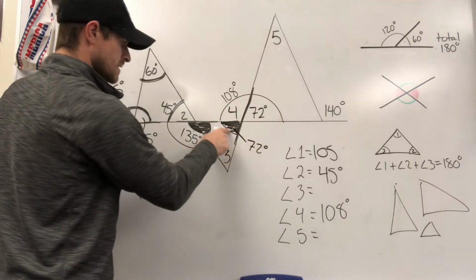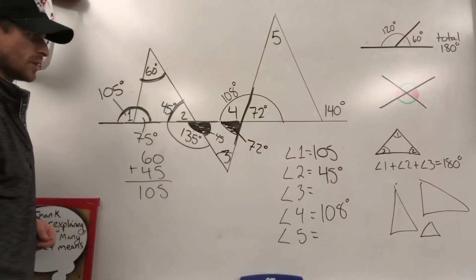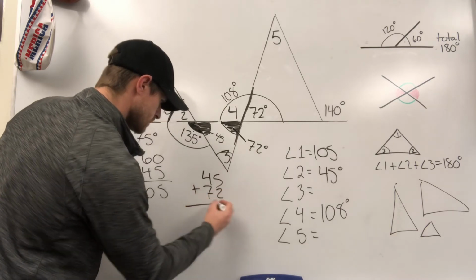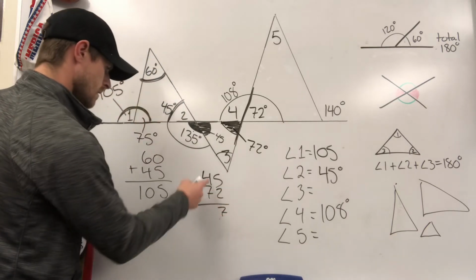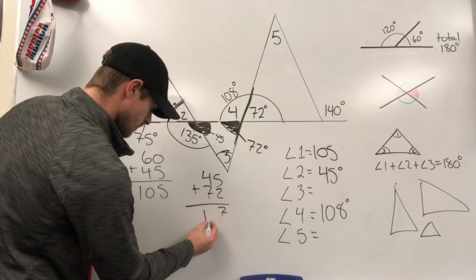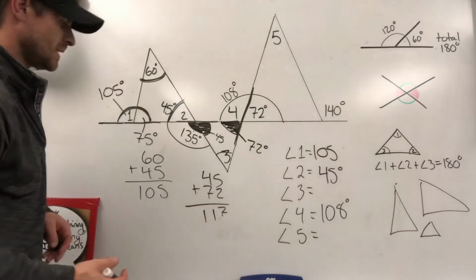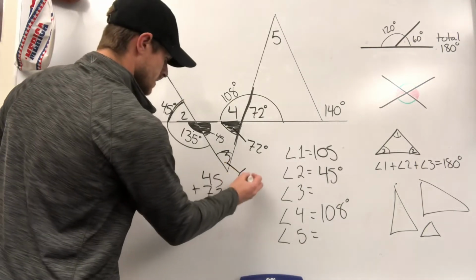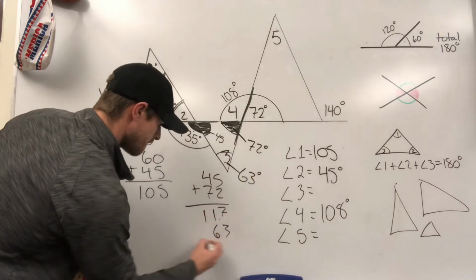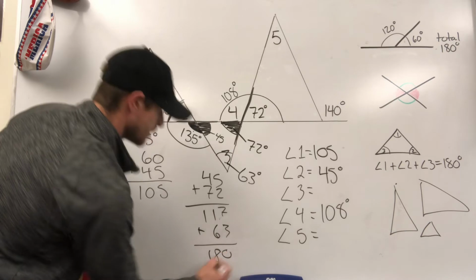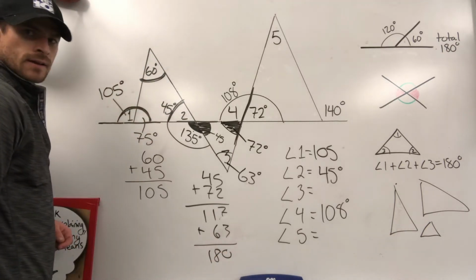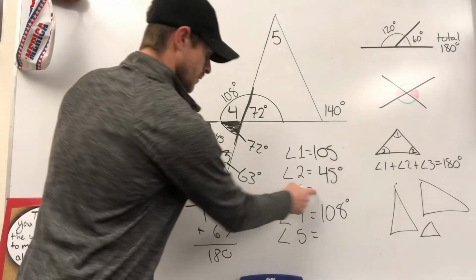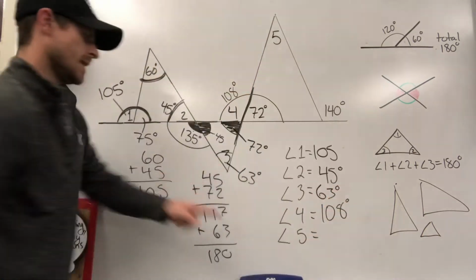So now I have a 45, a 72, and this angle that we're not sure of. 45 plus 72. Sorry, 117. Okay, leaving me with, I would have to get 63 degrees. 63 degrees left. If I add those together, I will get 180. Okay, and have I found all my angles? Oh, this was angle 3. Angle 3, 63 degrees. And I still need angle 5.